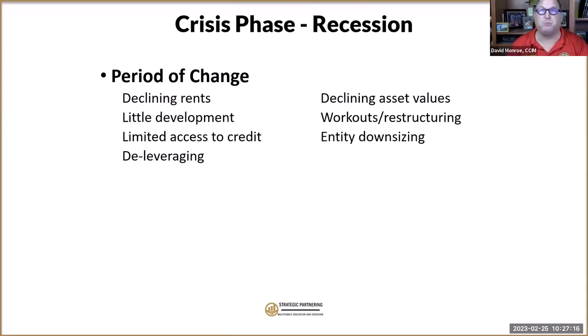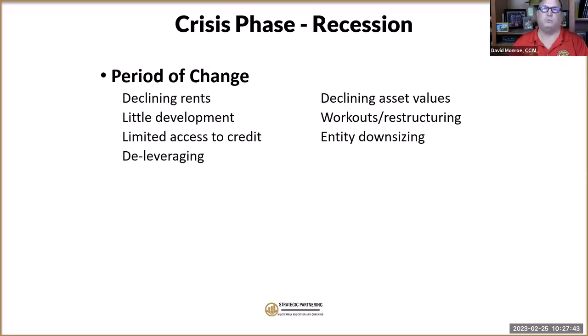At this point, we need to be deleveraging, because the higher leverage you have, the worse it's going to be. As the NOI goes down and your value goes down, if you end up dropping below that debt service coverage ratio, you're going to be in a little bit of trouble. So you need to start deleveraging. That's where getting rid of those non-core assets will help. You've got declining asset values. You've got workouts and restructuring happening.